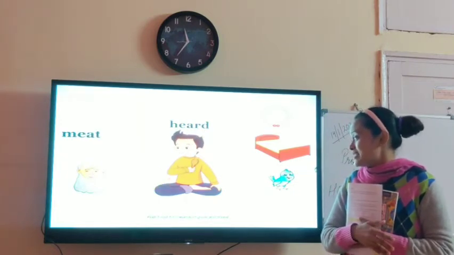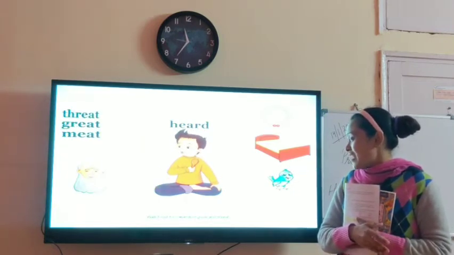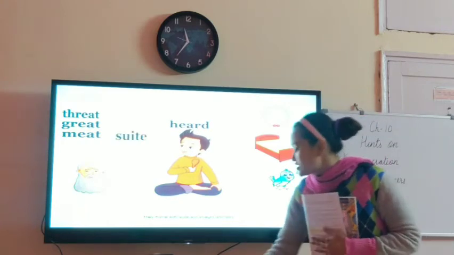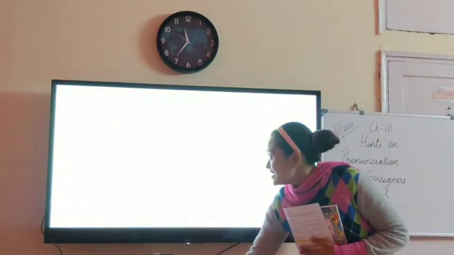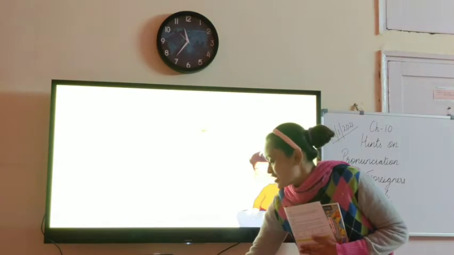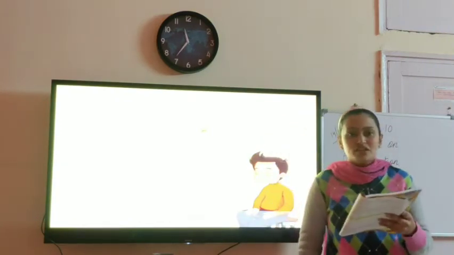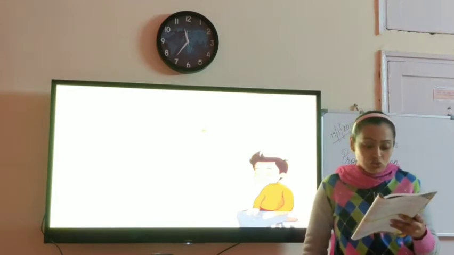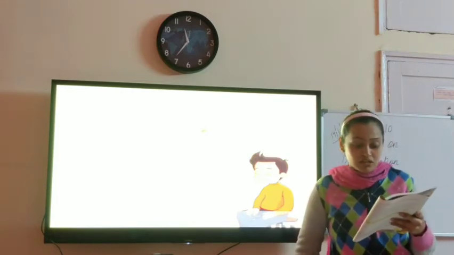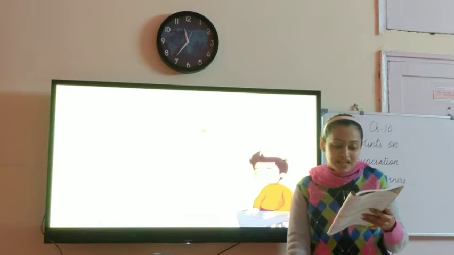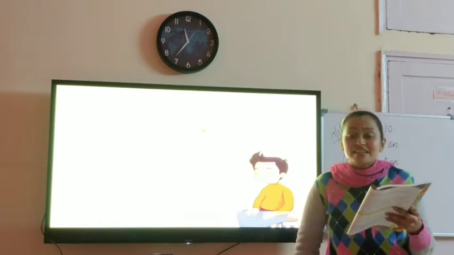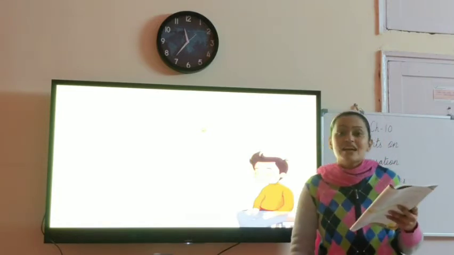Watch out for meat and great and threat. They rhyme with sweet, straight and dead. So children, over here the poet is telling us that there are a few words which have the same rhyming words. Meat and sweet, great and straight, threat and dead.